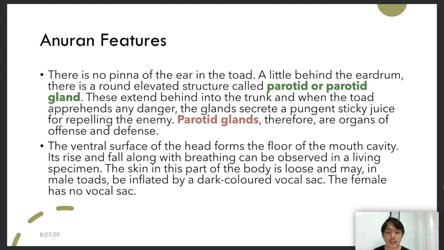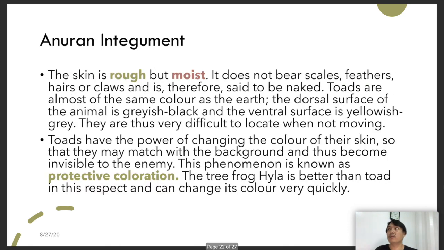So how about the integument? Integument refers to our skin. In order for us to understand the skin, we will use the toad as an example to study the skin. The skin is rough but moist. It does not bear scales as in reptiles, feathers as in birds, hairs or claws as in mammals, and is therefore said to be naked.